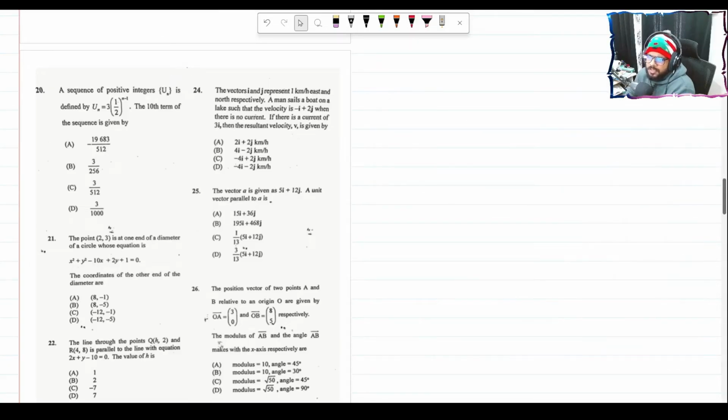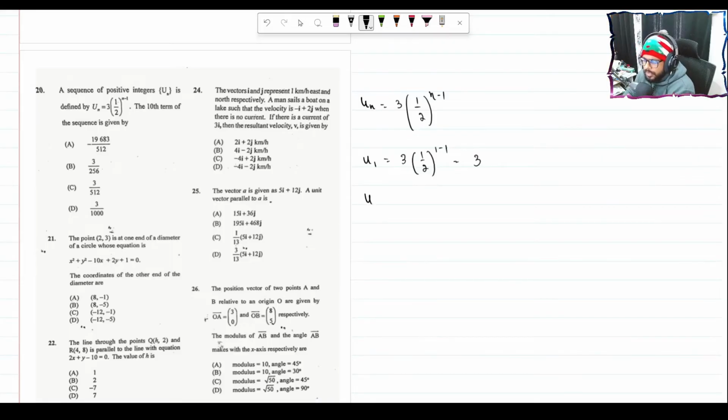A sequence of positive integers is defined by that. The 10th term of the sequence is, so this is a sequence of positive integers, u sub n is equal to 3 into 1/2 to the power of n take away 1. So u1 would be my first term. And u1 would be 3 into 1/2 to the power 1 minus 1, which looks like 3.